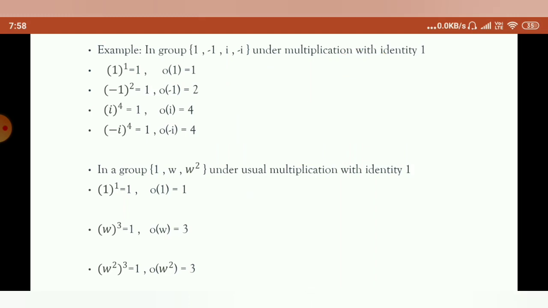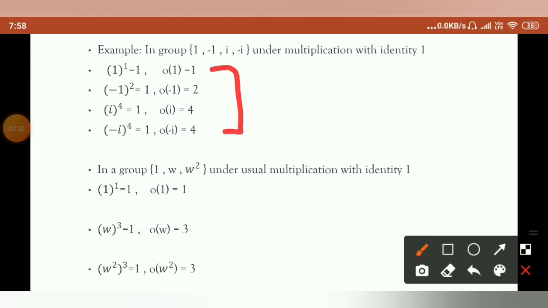And one thing you will notice here is that the order that we have found for each of the elements does not exceed the order of the group. That is a very important result. We will prove it at a later stage, but here you can just see that the order of any element of that group does not exceed the order of the group. Here the maximum order is 4, and the order of the group is 4. Here also the maximum order of an element is 3, and the order of the group is also 3.